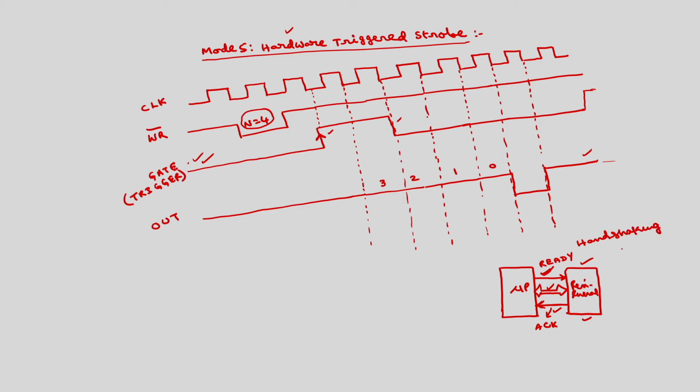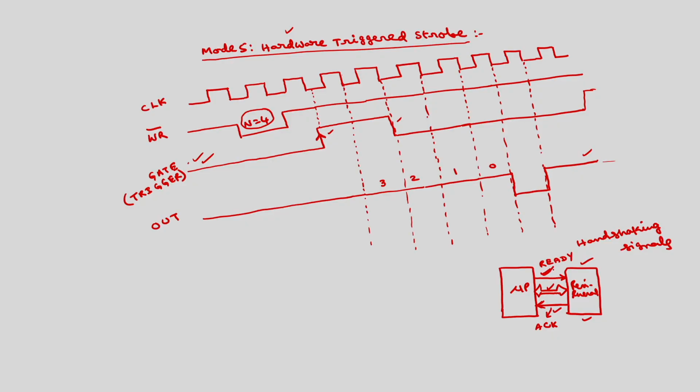Why the name handshaking is, when two persons meet, they will first shake hands, and after that they will exchange conversation, whatever information they want to convey. So, that is why the name handshaking signals. In such applications where handshaking signals are required, we can use these strobe signals, either hardware triggered strobe or software triggered strobe.